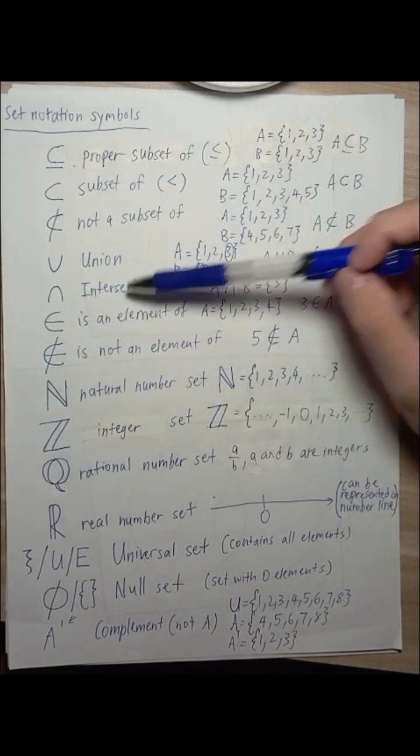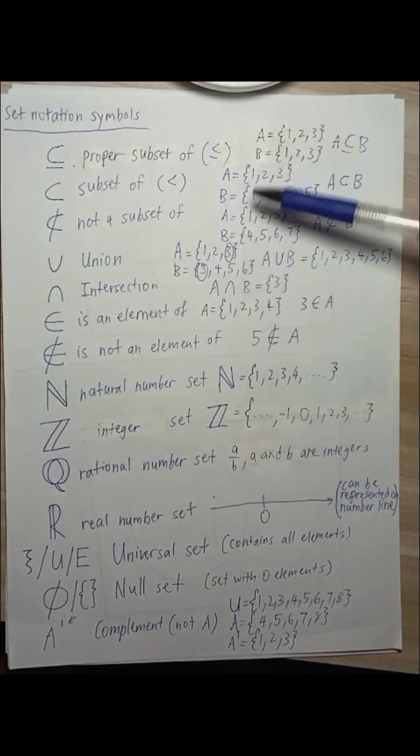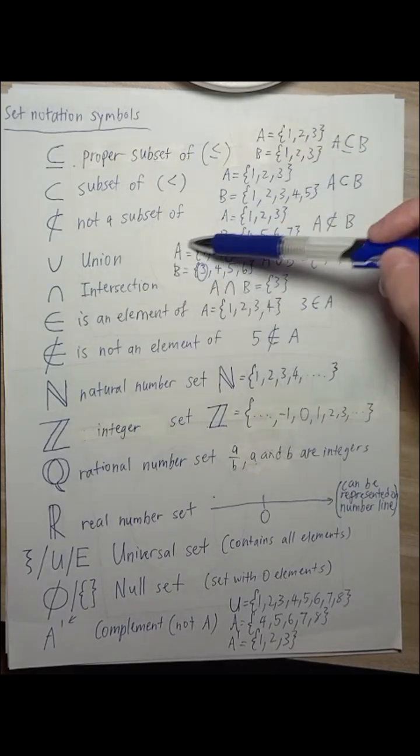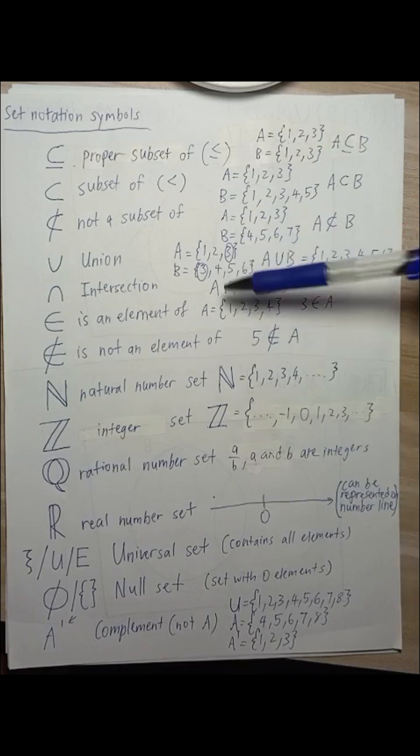So the intersection is like the same elements in both sets. If we use the same example over here, the number 3 is the same. So the intersection of A and B is 3.